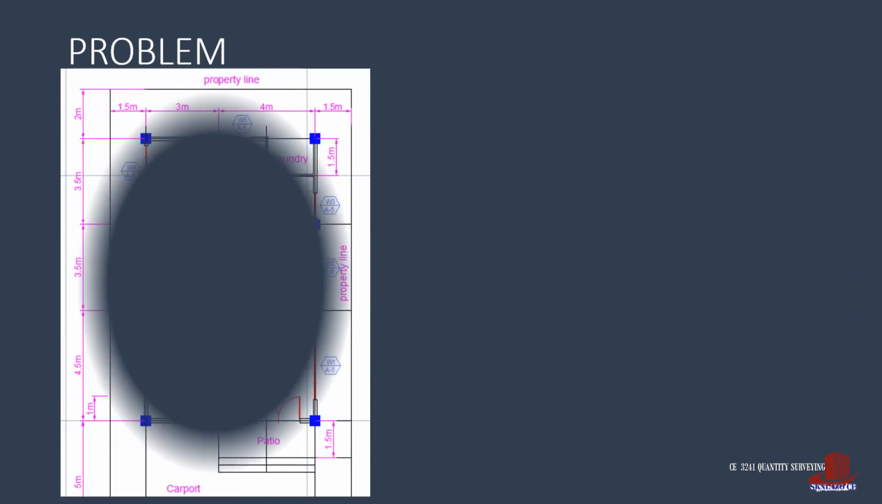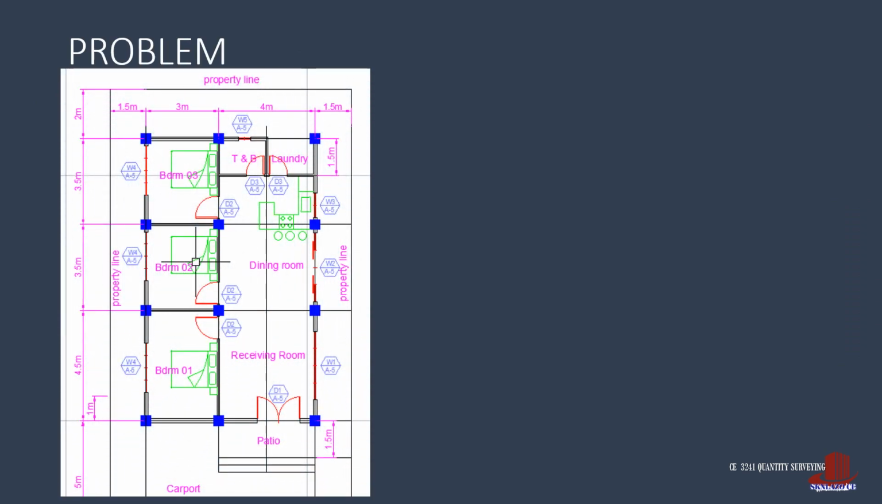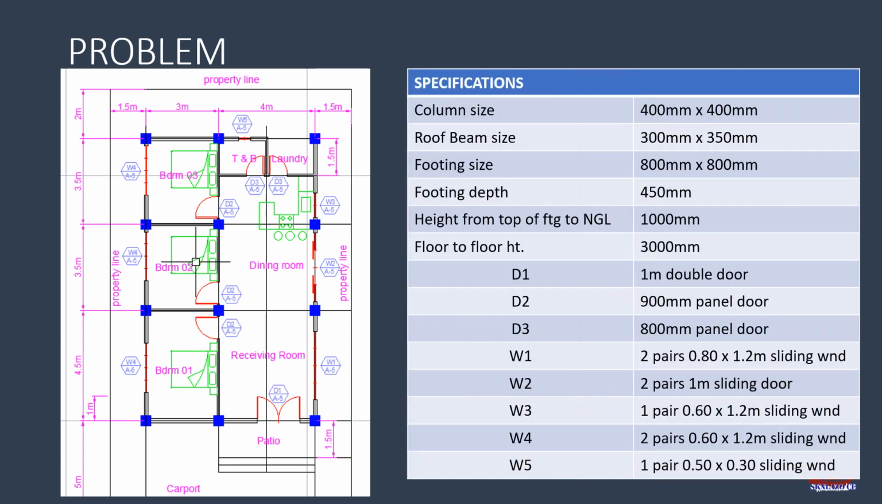The project is a bungalow-type residential building with 3 bedrooms. Instead of the structural details illustrated, the specifications are as follows. The columns are square of 400 mm size. The roof beams are identical with 300 by 350 mm dimension. There are 12 units of 800 mm square isolated footings with depth of 450 mm. The embedded column is 1 meter. The floor-to-floor height is also identical with 3 meters.